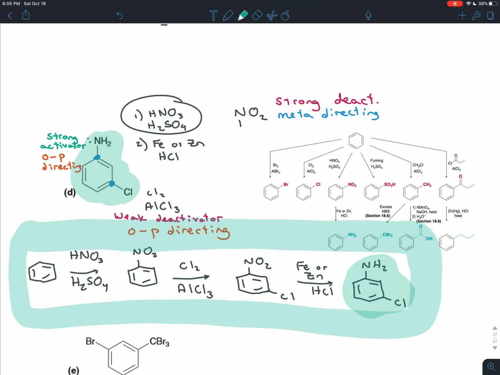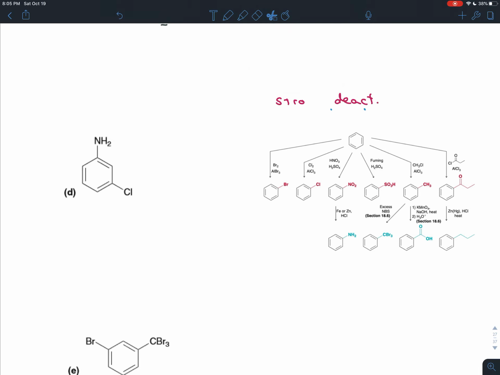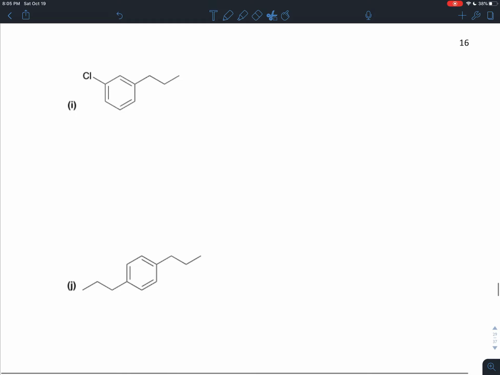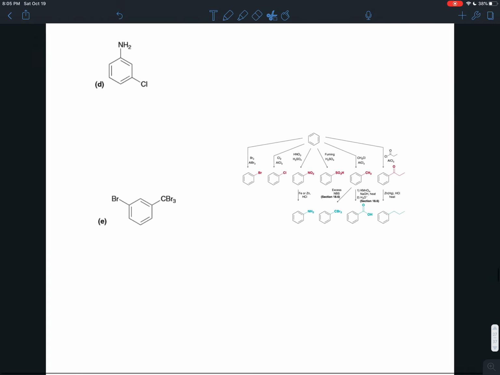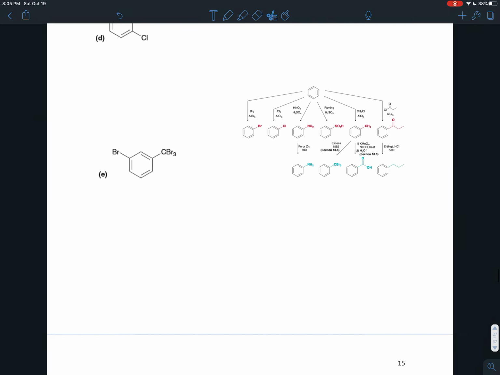So first we identified what recipes we needed, and then we thought about the directing effects of each of the branches and how we can use those directing effects to get the ortho, meta, or para orientation that we want. Okay, let's move on from D. We'll look at E. And actually we have a whole bunch of these, and these are taking a little bit of time. So to avoid the videos from getting excessively long, I'm going to stop this here, and we'll pick up with E.